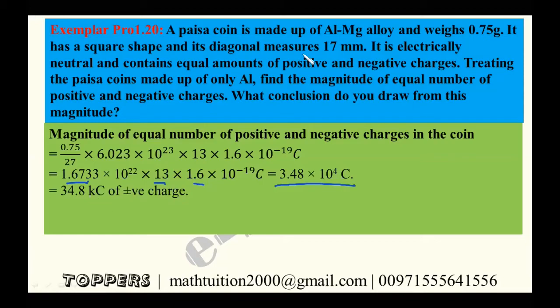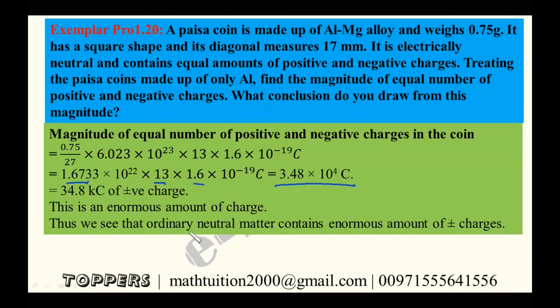34.8 kilocoulomb. Kilo means 1,000. Okay, what is the conclusion? Conclusion: this is an enormous amount of charge. Thus, we see that ordinary neutral matter contains an enormous amount of positive and negative charges.